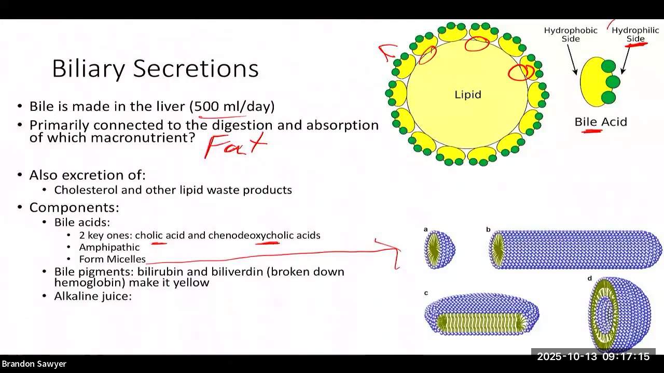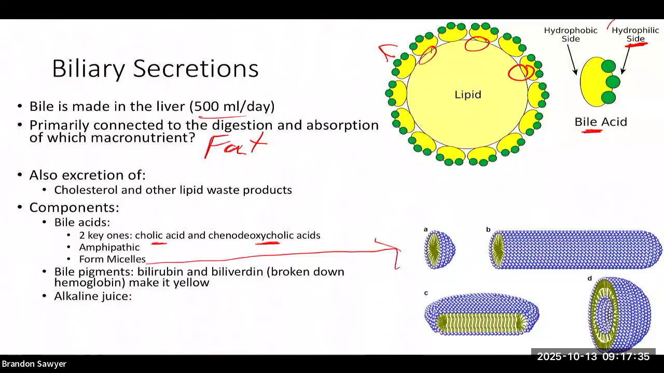And then we've also got bile pigments. This is the stuff that is formed when we break down our red blood cells. We recycle our red blood cells, and the byproduct of the broken down hemoglobin is bilirubin and biliverdin. And this is what makes bile yellow.